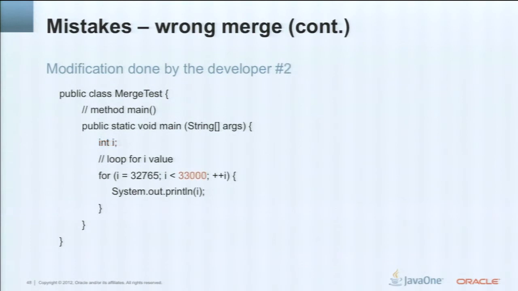Okay, great. And then what developer 2 is doing, actually in parallel with developer number 1. Developer number 2 just decided to increase the number of iterations inside the loop to 33,000. Yeah, that's fine, that's good. Program is valid, the code is valid. Developer can just compile that code. No problem at all.